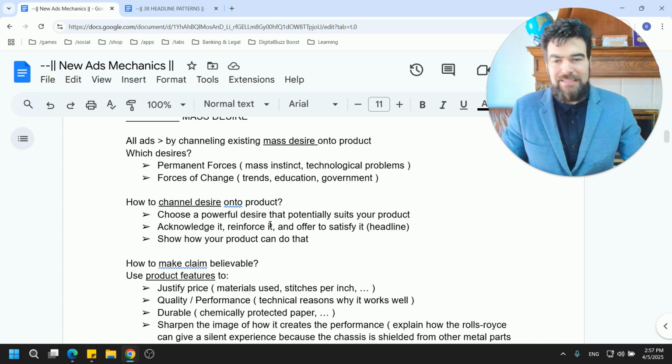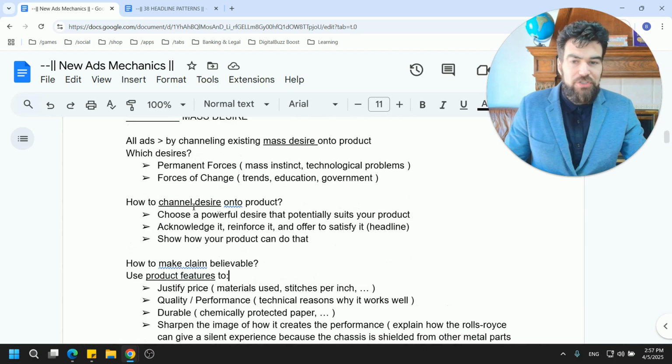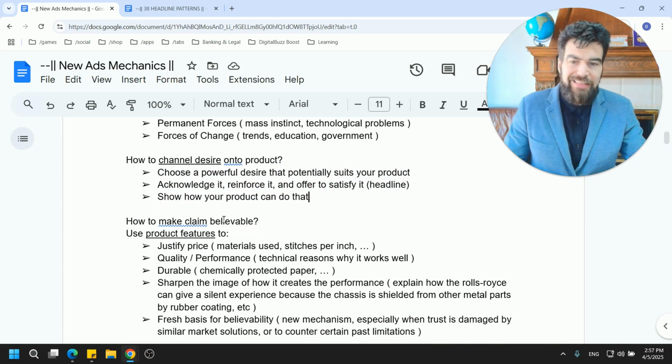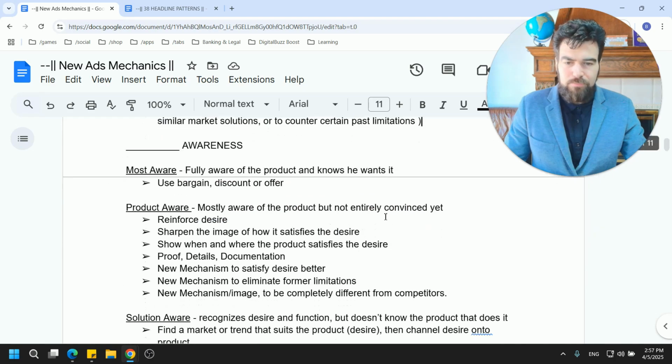Now, how can we make this claim believable? This is why by using features. So the desires are the benefits, sort of, and then we make them believable by the features. We can use the features to justify the price, to speak about the quality, the performance, and give technical reasons why they work, chemically protected paper, things like this.